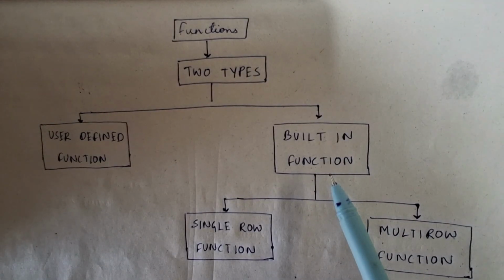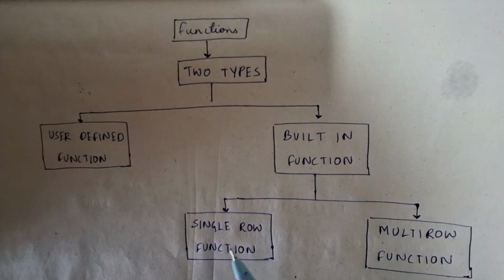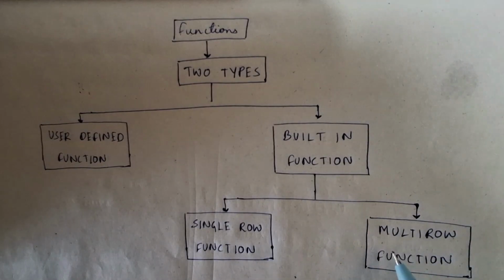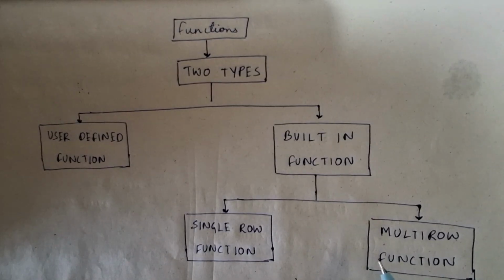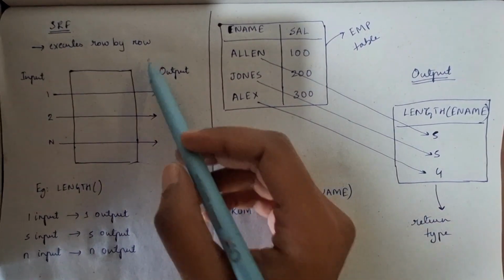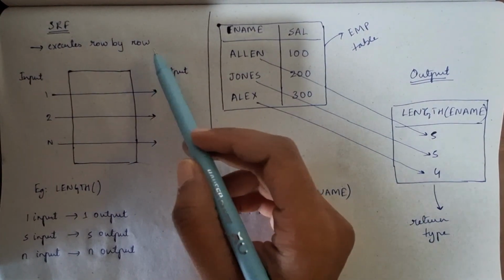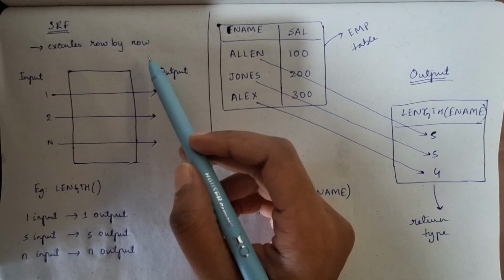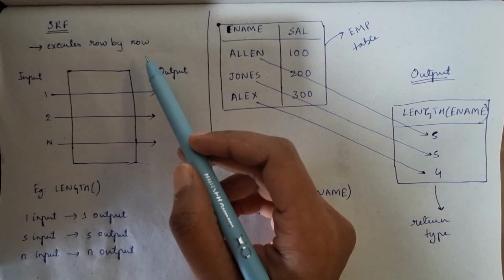Here, built-in functions are again divided into two types: single row function and multi-row function. Guys, the short form of single row function is SRF, and for multi-row function it's MRF. Now let's understand single row function. SRF executes row by row. That is, it works on one row at a time and gives one output for each row.